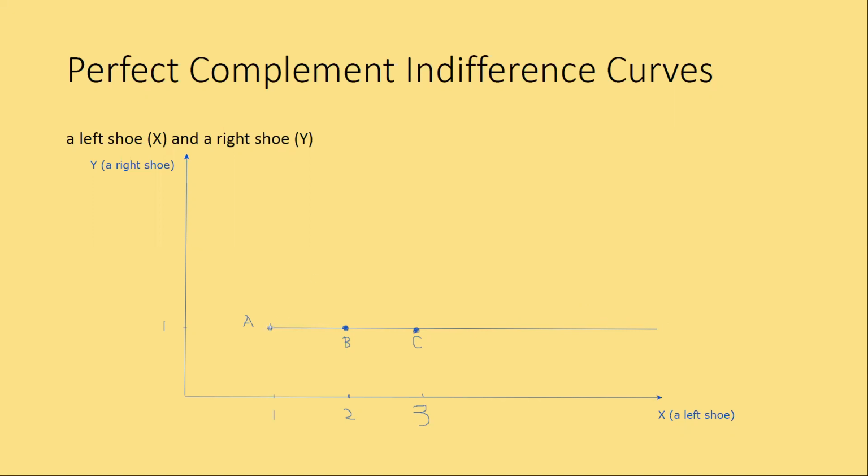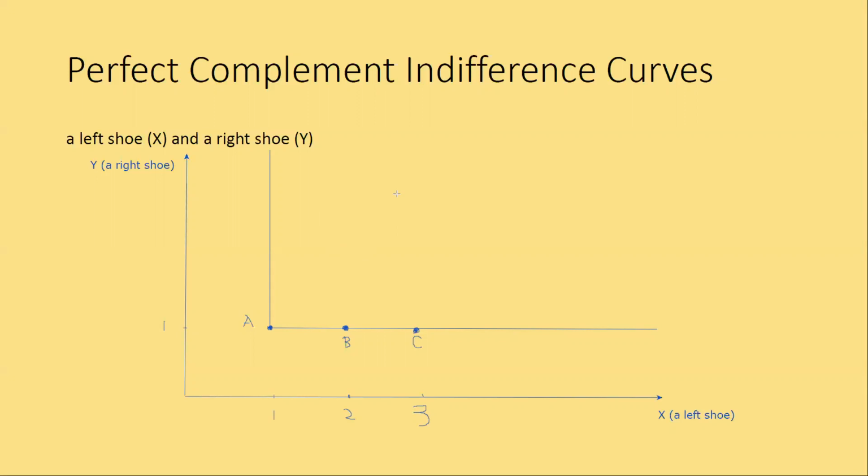Similarly, on any point on this vertical line here, she has only 1 left shoe, but she has increasingly many right shoes. She can still only form a pair of shoes, and all the additional right shoes she has do not make her any better off.